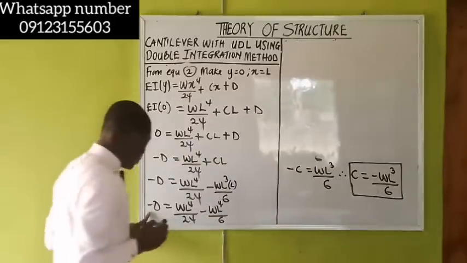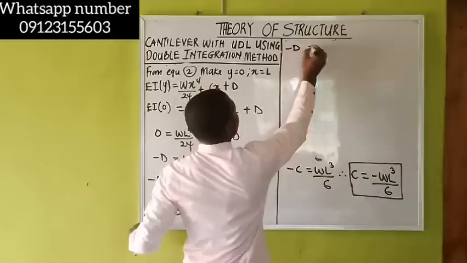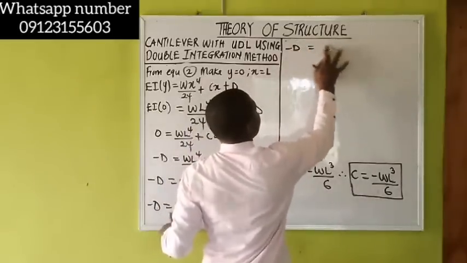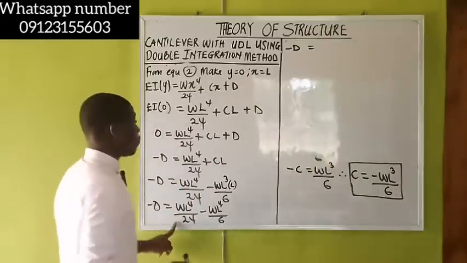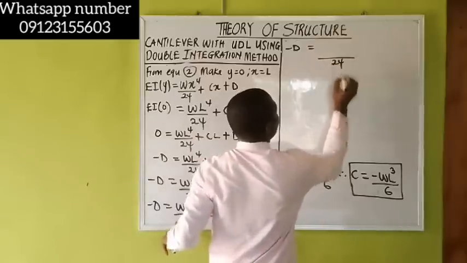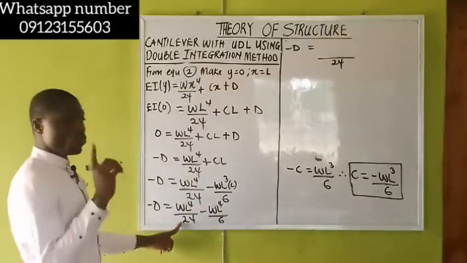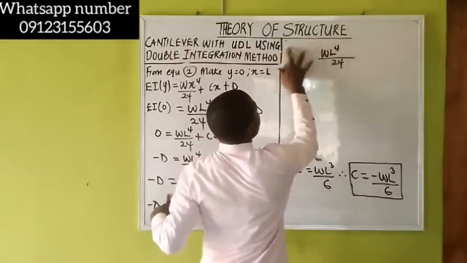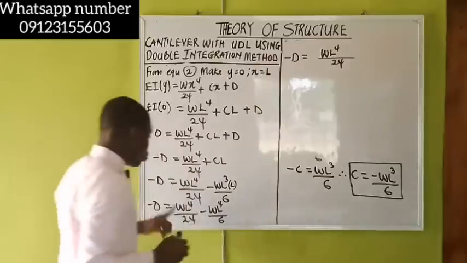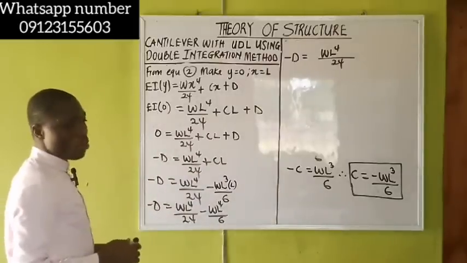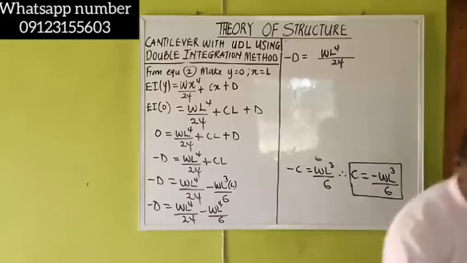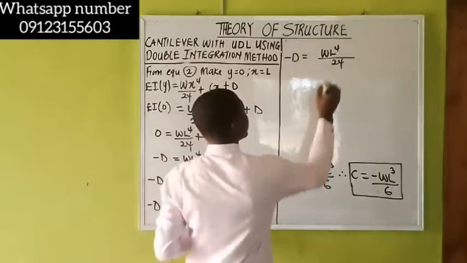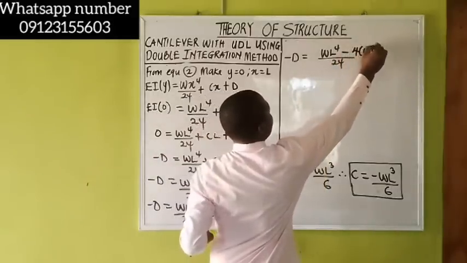Alright, minus D is my first task. Minus D is equal in value to, my LCM here will be 24. 24 in 24 is 1, multiplied by W to the power 4, I have W to the power 4. Now 24 in 6 is 4, that becomes 4, right? 4 multiplied by W to the power 4. That becomes minus 4 into W to the power 4.